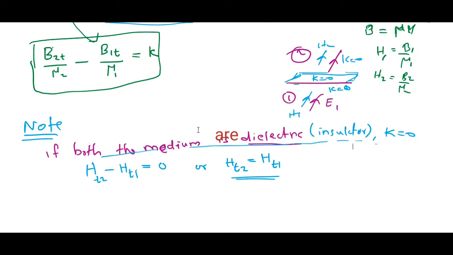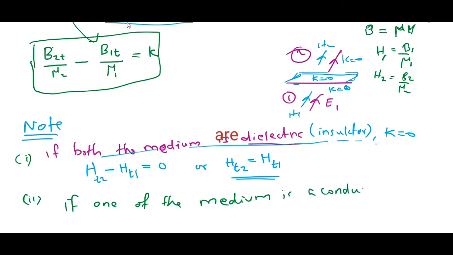And if one of the media is a conductor, that is my second point in the note. If one medium is a conductor, then the surface current will be there because free charges will be there, then K will not be zero. In that case, HT2 minus HT1 is not equal to 0 but equal to K. That is, the tangential component of the magnetic field is not continuous, that is, discontinuous at the boundary.